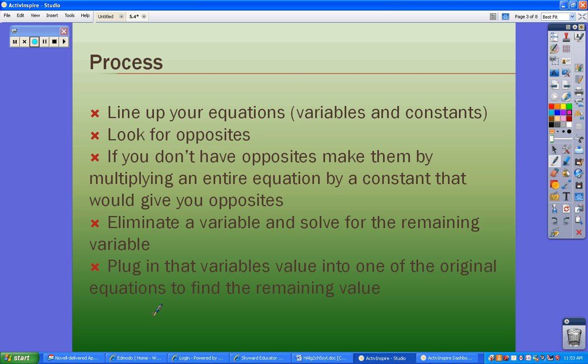The first thing you have to do is line up your equations. You need to make sure your x's are on top of the x's. Y's go with y's. And equals are lined up, and then your constants are lined up. Sorry, bell alert. Okay, this would be a lined up equation, okay?